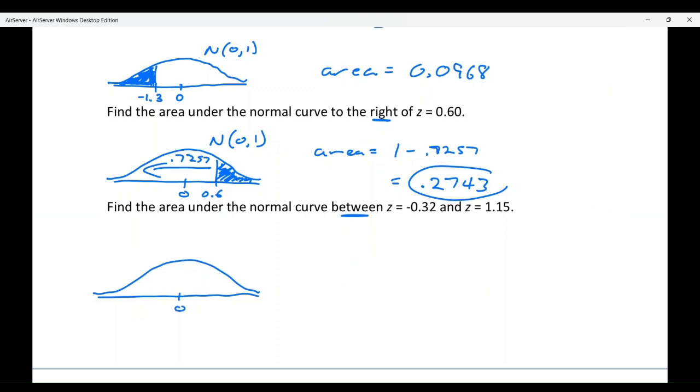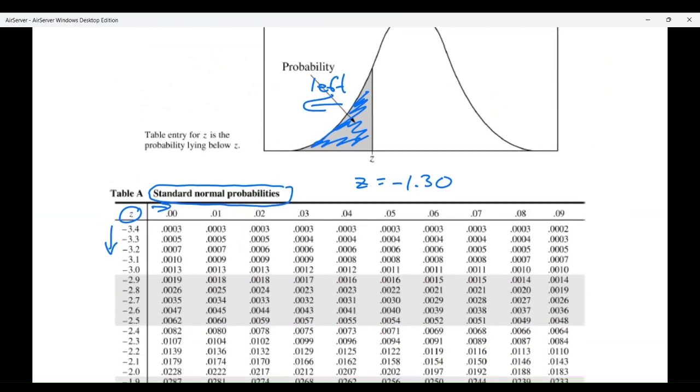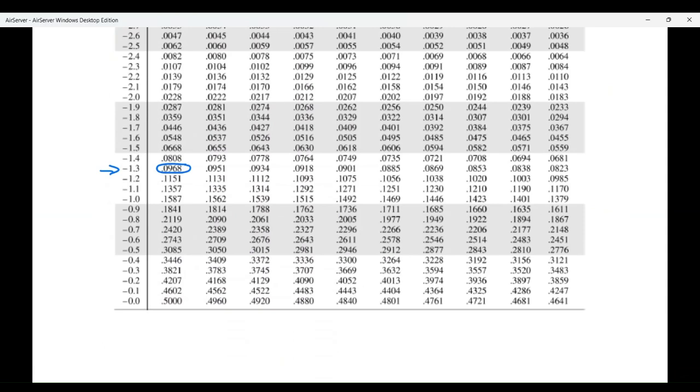So here's 0. We've got negative 0.32 and a positive 1.15, and we are looking for the area between those two. All right, let's go to the table. Let's find those values. And so again, looking up negative 0.32. Negative 0.32, well, here's negative 0.3. This would be 0, 1, and here's 2. So that's the value that we're looking for on the one hand, 0.3745.